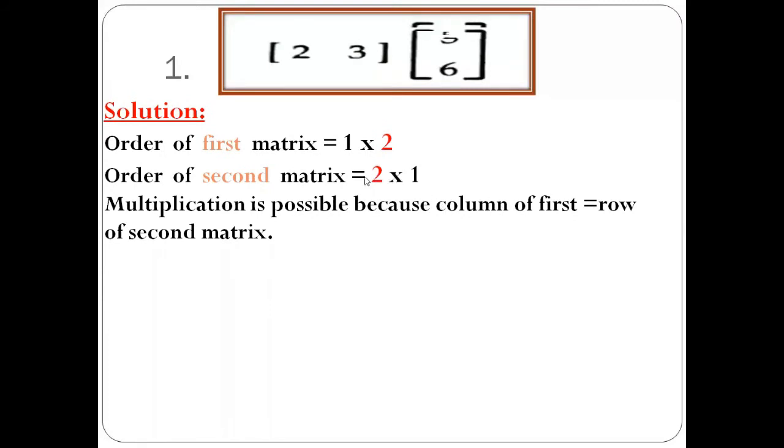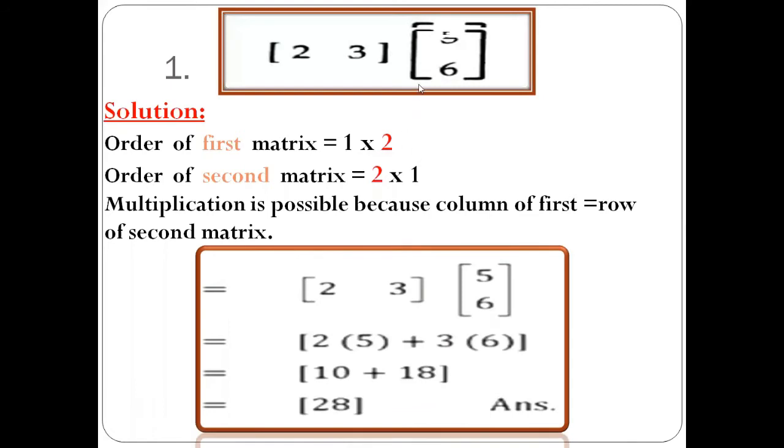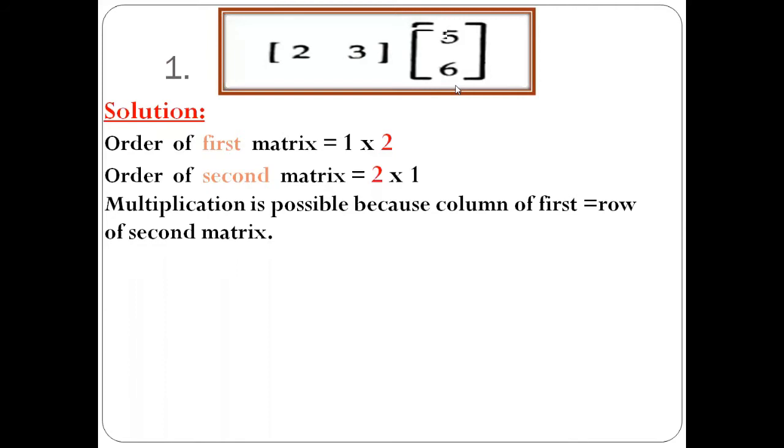So, for checking the possibility, first we will find the order of the first matrix, then we will find out the order of the second matrix. Okay, the first matrix contains one row and two columns. Okay, and the second matrix contains two rows and one column.